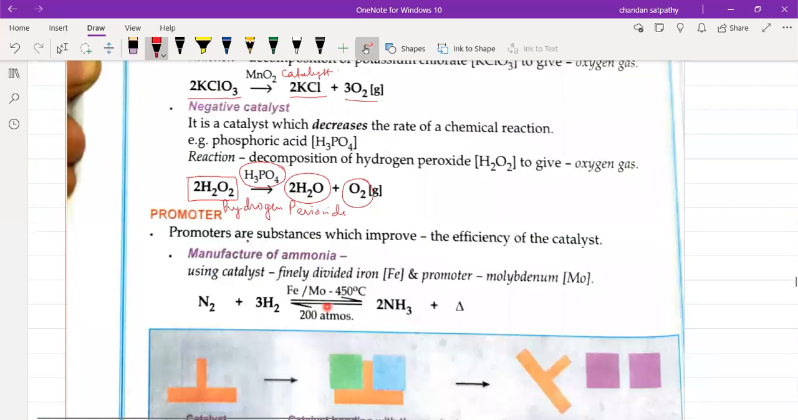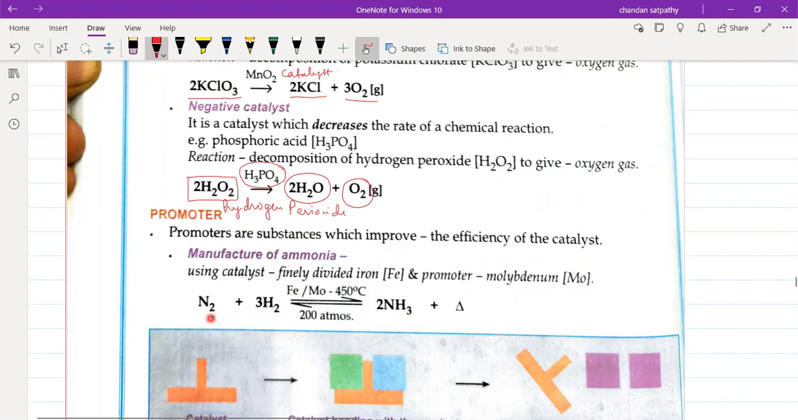Now what is a promoter? Let us understand what a promoter is. Promoters are substances which improve the efficiency of the catalyst. A promoter is a substance which helps the catalyst to do the work in a better way. Suppose a catalyst is there, it is working, but if you give the promoter, it will work better.